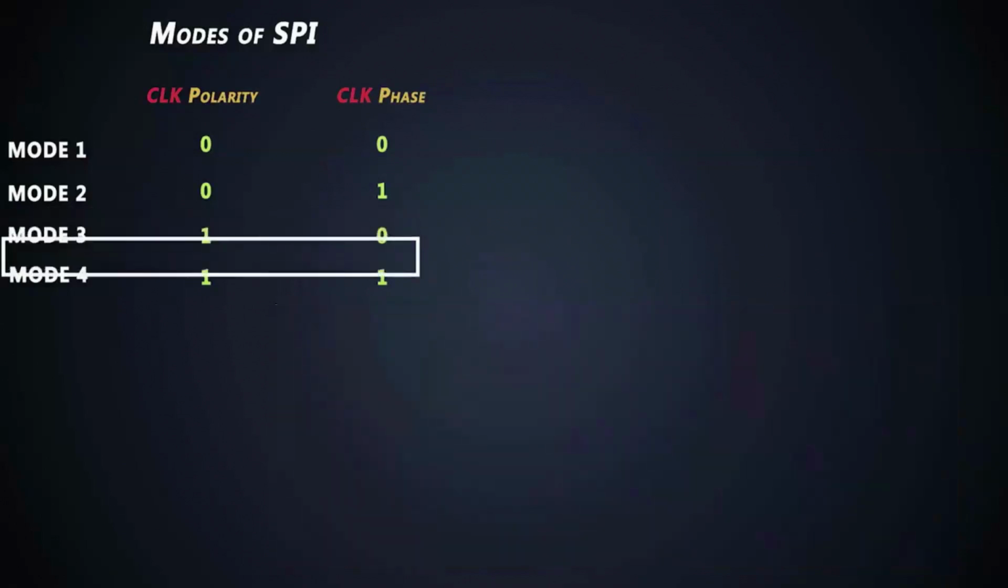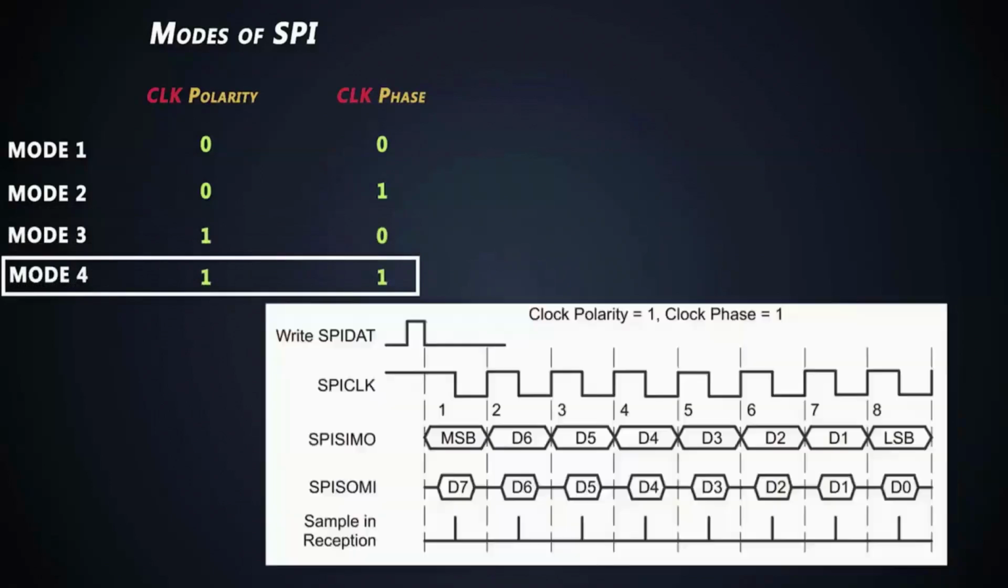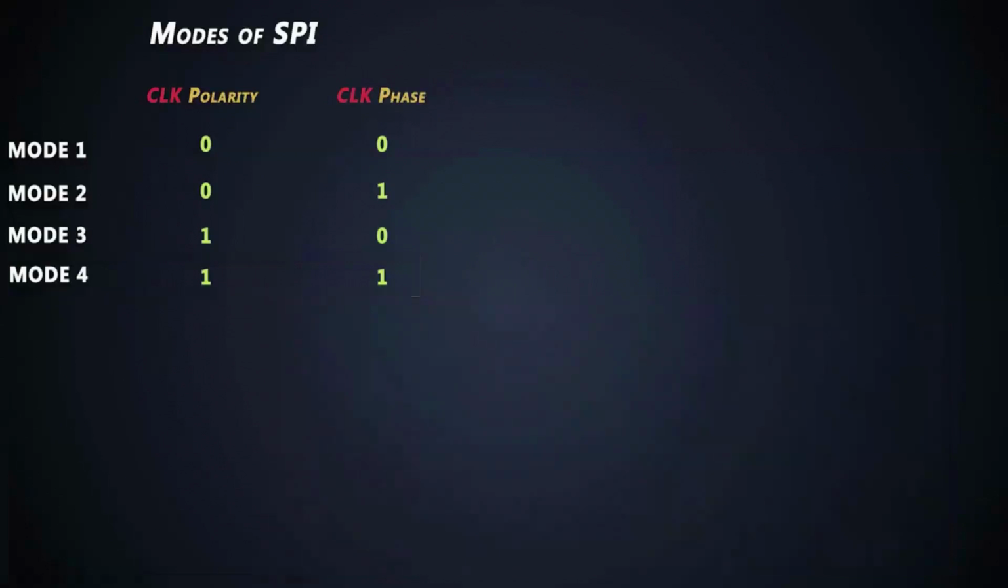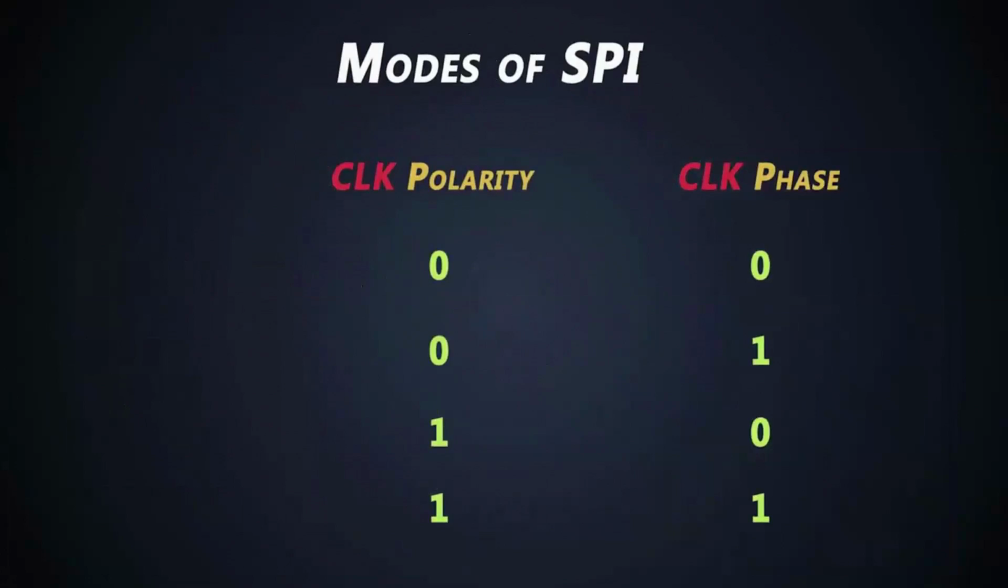In the last mode, the clock polarity is 1 and the clock phase is also 1. The SPI clock starts after some delay and data is output one half cycle before the first falling edge of the SPI clock, and input data is latched on the falling edge of the SPI clock. But later the data is output on the subsequent rising edges instead of the falling edge of the clock. So these were the modes of SPI communications. Well, that's the basics of SPI communications.